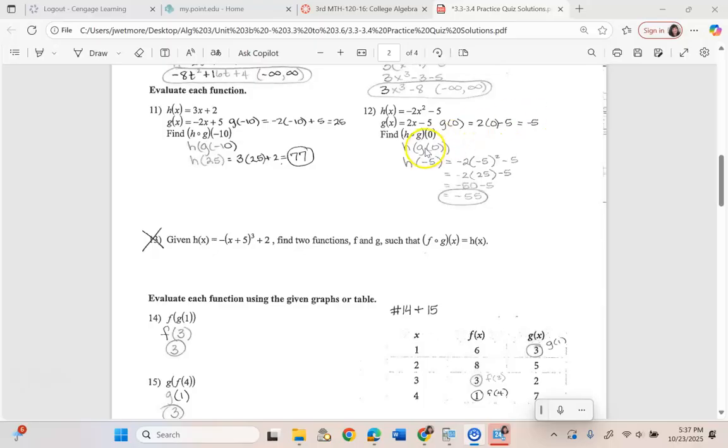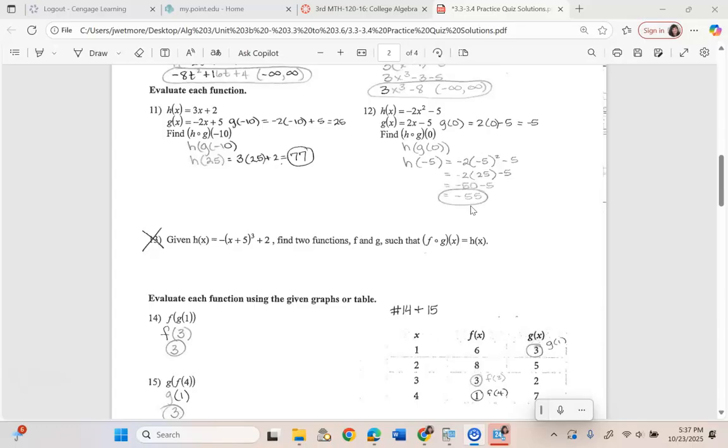So now that I know that g of 0 is negative 5, I'm going to do h of negative 5. So I'm going to put negative 5 in the place of x in the h function. So that's going to be negative 2 times negative 5 squared minus 5. So negative 5 squared is positive 25, times negative 2 is negative 50, minus 5 would be negative 55.